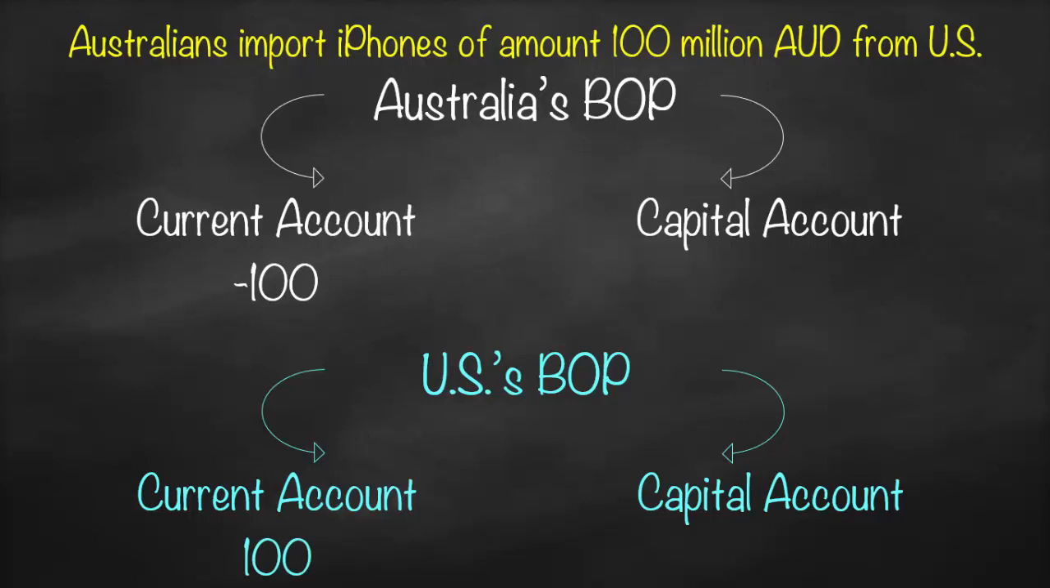So with every transaction, it will be reported under the same account in two countries, because remember, balance of payments is about international transactions, transactions between countries. Each transaction will be reported under the same account for two countries, but with a different sign. Why a different sign? Because one country will receive the cash, and the other country will pay the cash. This transaction was reported under current account for both Australia and United States, but with a different sign: negative for Australia, positive for United States.